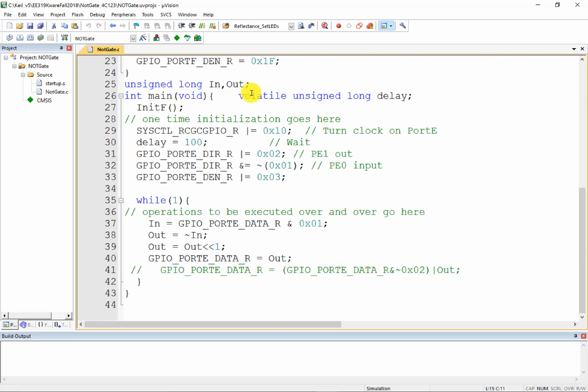Let's go down here to main. And there you go, I violated my rule already, so I'll fix it. I said we use C99, I meant it. I got two global variables, in and out. Where do they exist? Everywhere. They're in RAM, and anybody can access them.